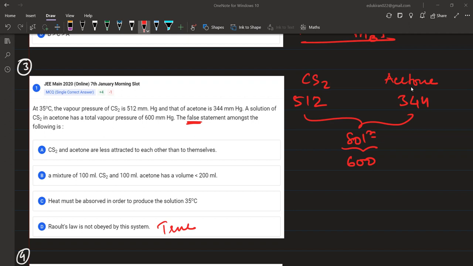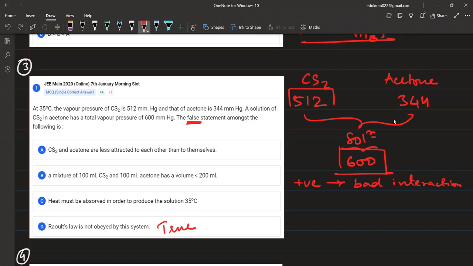First of all, you see here 512 plus 344. So it is a positive deviation. Yes or no, please tell me. Is this a positive deviation? Yes, sir. Positive deviation. That means there are bad interactions. Sahi hai, yes or no, please tell me. How do we identify that it's a positive deviation?